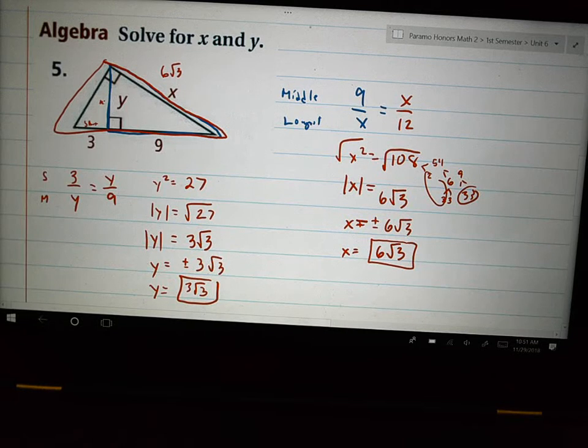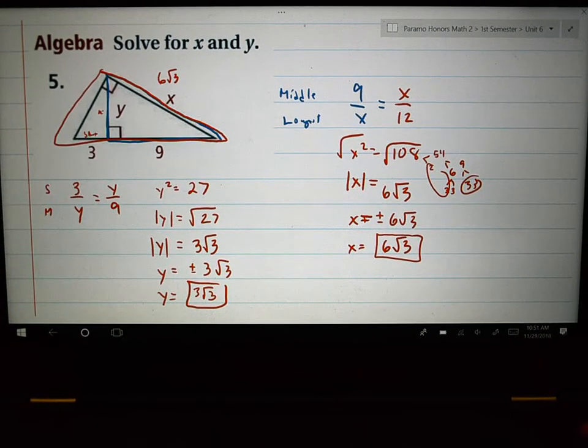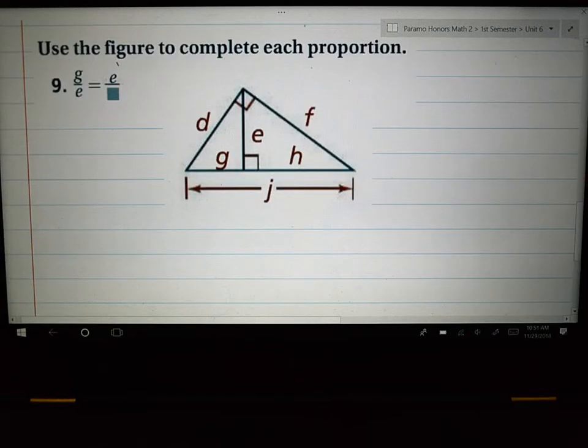Any questions? And then example number 2 is number 9.